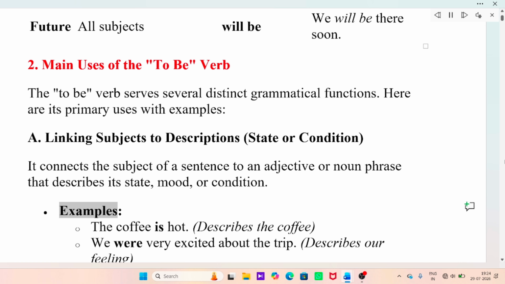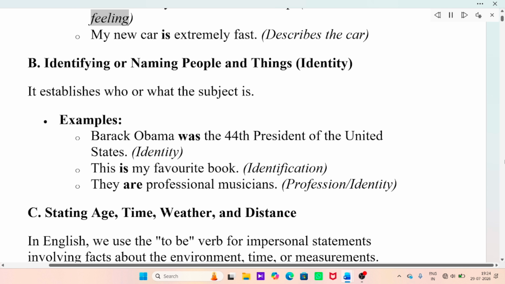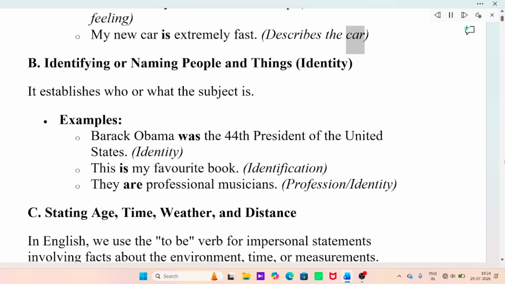Examples. The coffee is hot. Describes the coffee. We were very excited about the trip. Describes our feeling. My new car is extremely fast. Describes the car. B. Identifying or naming people and things, identity. It establishes who or what the subject is.